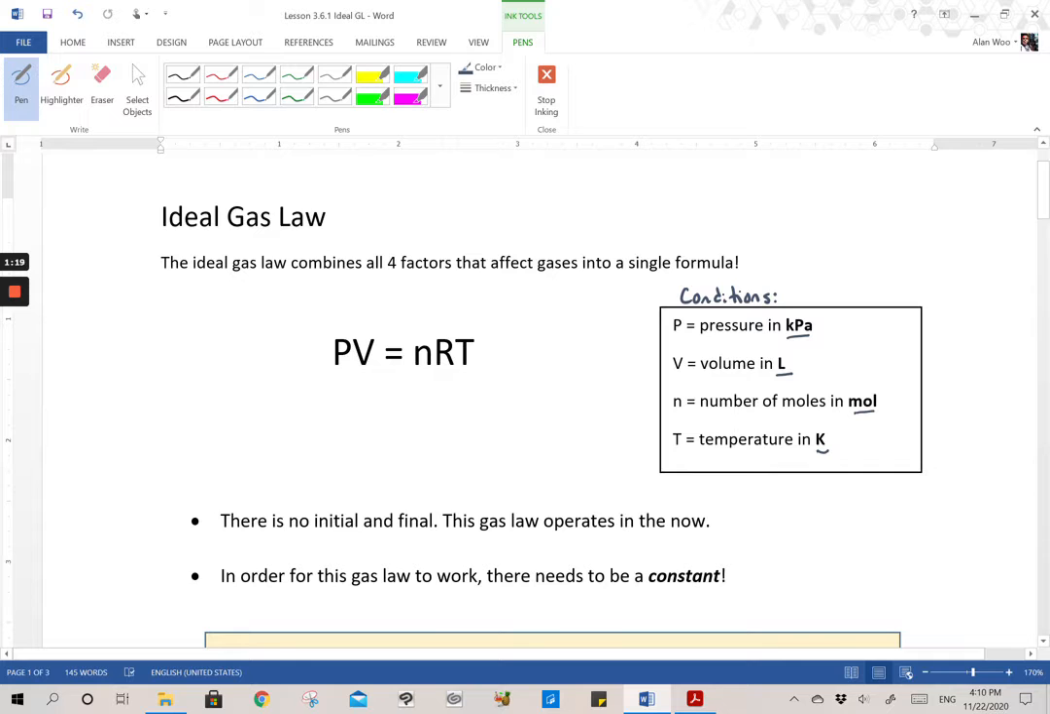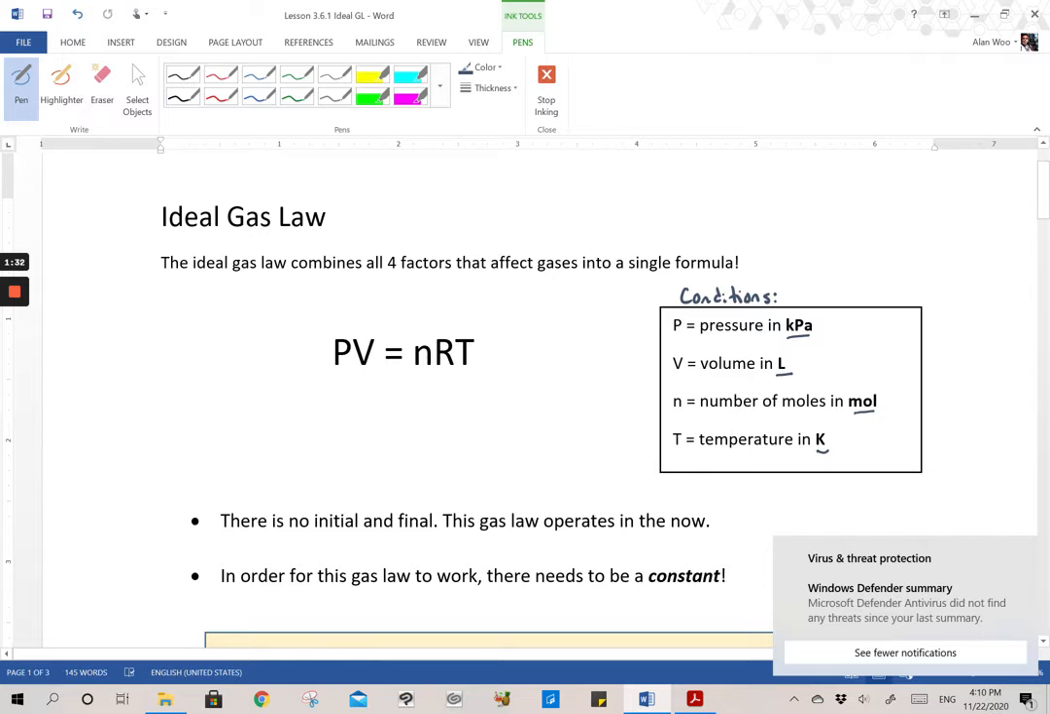So any pressure that we give you, you have to convert to kilopascals. If I give you milliliters, you have to convert to liters. If it's given to you in grams, you'll need to convert to moles. And if you're given temperature in Celsius, you'll have to convert to kelvins.